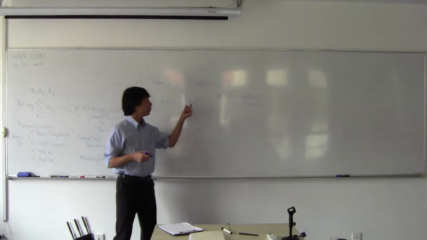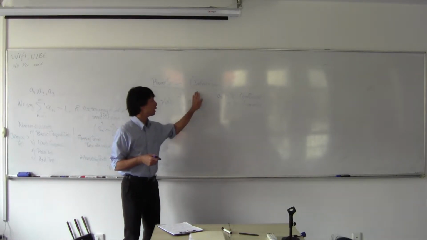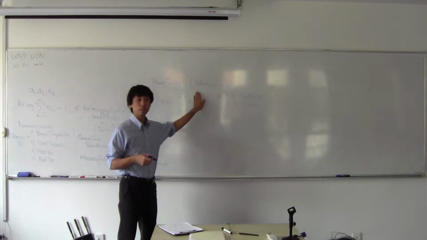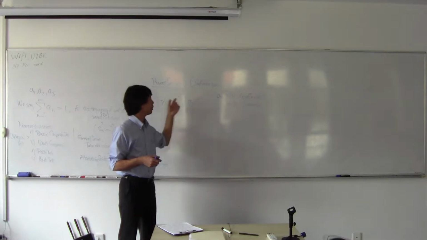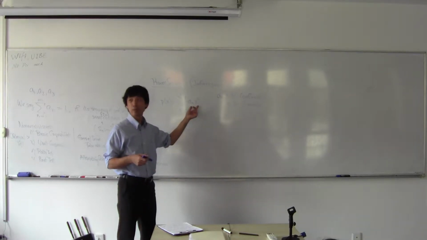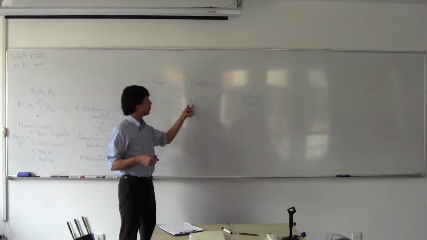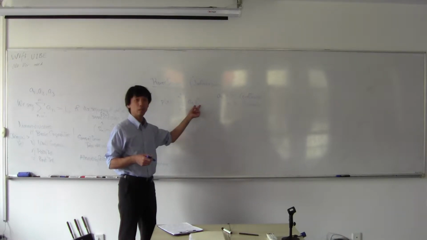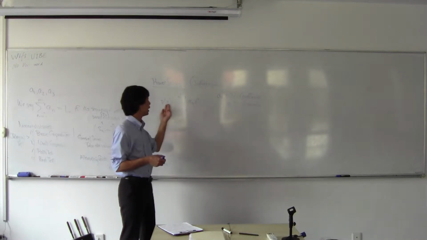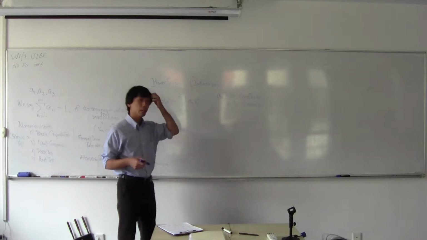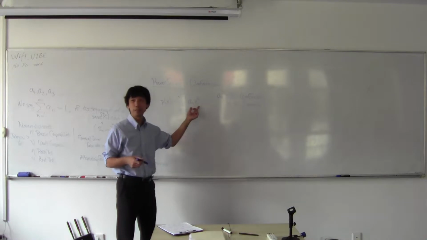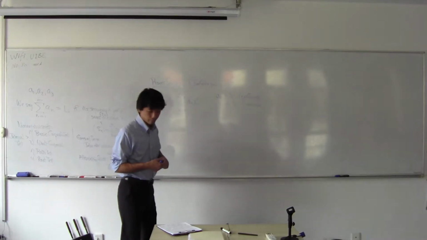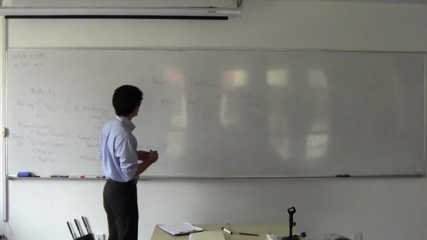So instead of just summing a bunch of numbers, you're throwing in a variable. The numbers are the coefficients of the powers of your variable. And so as your x varies, as x changes, you're going to get different series.